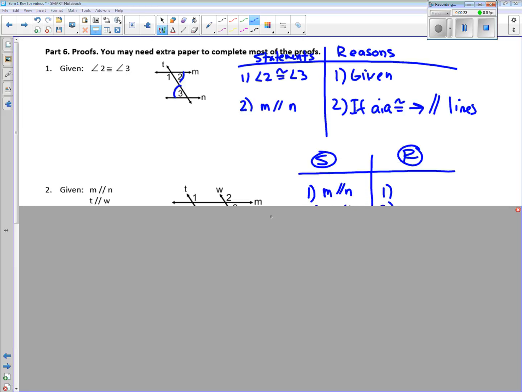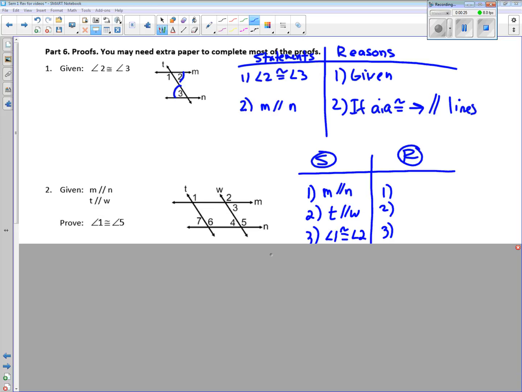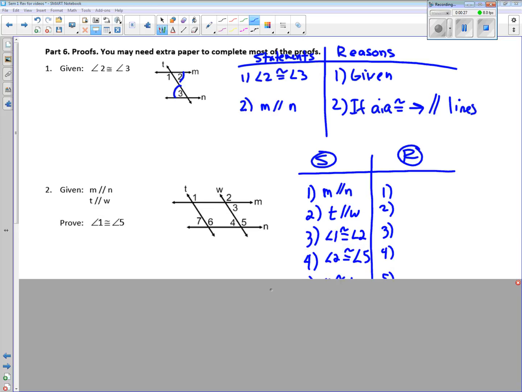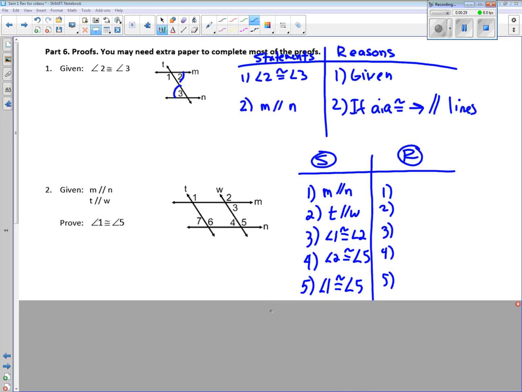Now if I scroll down here, for number 2, we have a system of parallel lines here. I actually already know it's going to be 5 steps. And what we're going to do is we're going to tie anything over here to angle 1, or I can tie anything over here to angle 1, and then I connect either one of those pairs to angle 5. So there's a couple different directions you can go here. We have both our givens, and since line T was parallel to W, that means corresponding angles are congruent.